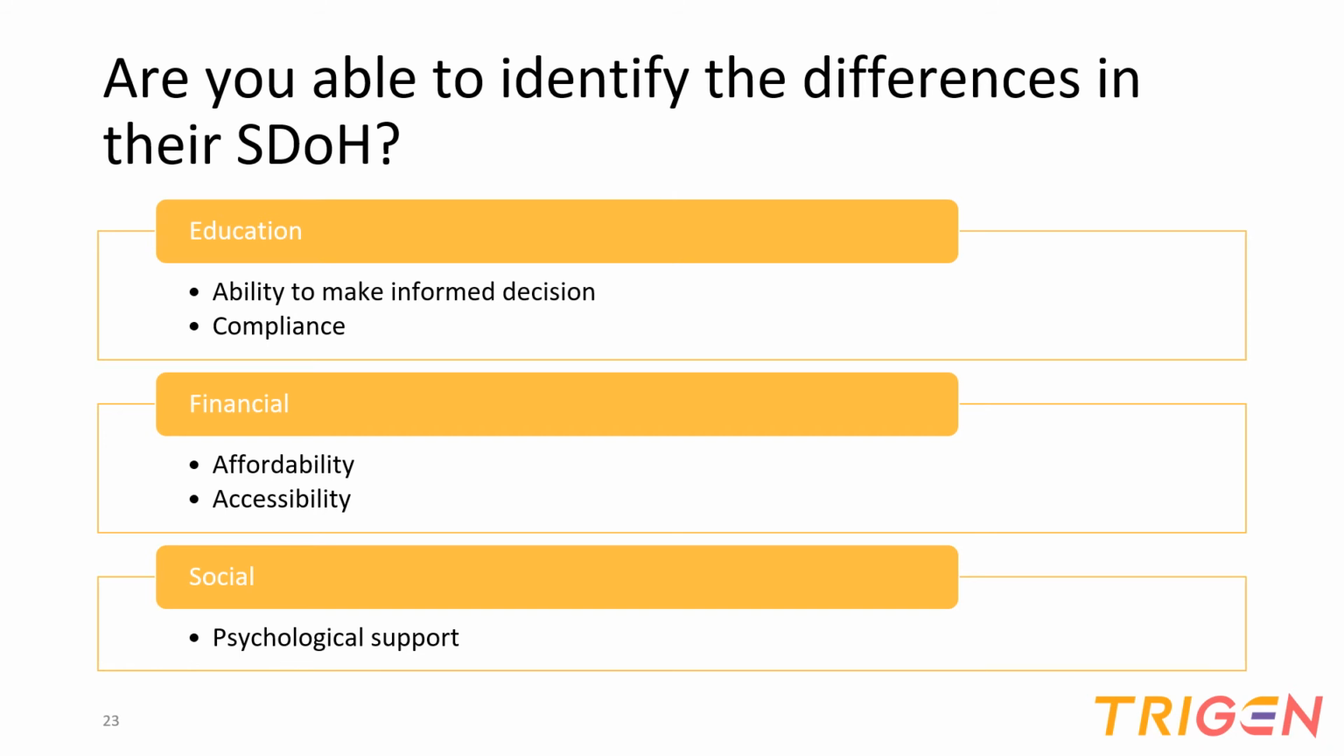Firstly, education. The differences in education level affects their ability to make informed decisions and also their ability to comply with medical recommendations such as age-appropriate cancer screening. Secondly, financial status. Their financial status affects their ability to afford health services and thus accessibility to health services. Lastly, social. Psychological support plays an important role in influencing our health-seeking behavior.